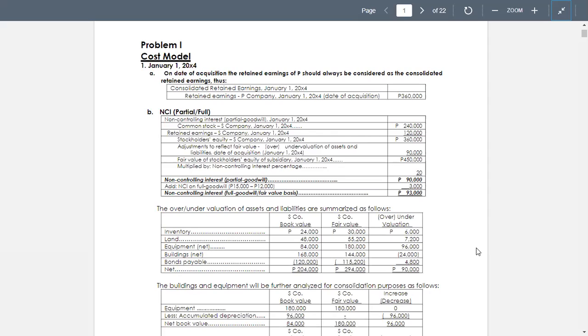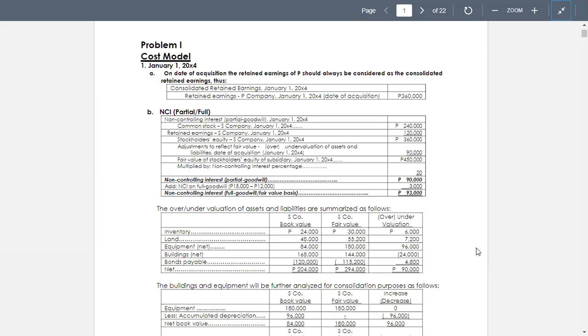So take note that, as stated in the lower part of the problem, no goodwill impairment loss for 20x5. Now, using the cost model, it means that the investment account will remain at cost. Its balance will remain at cost regardless of transactions that affect the investment account.